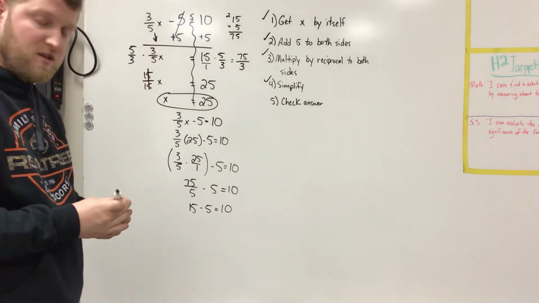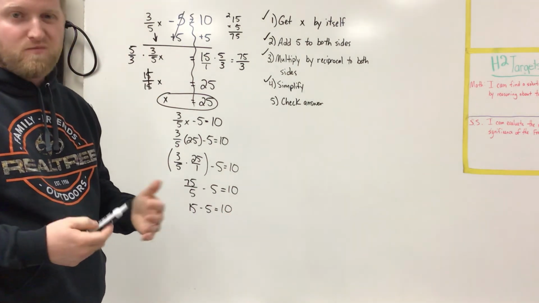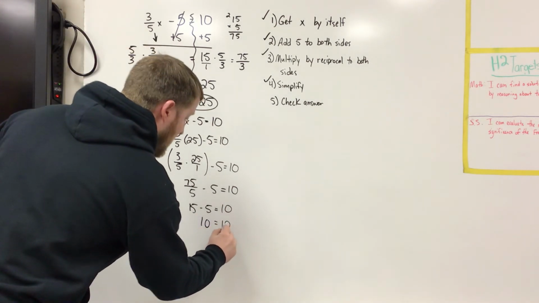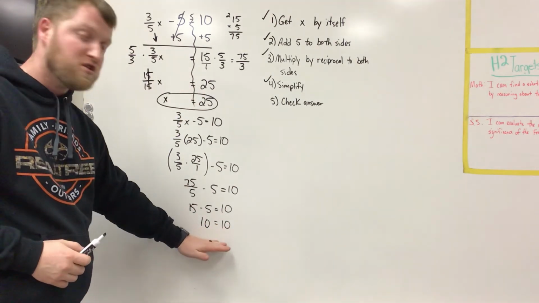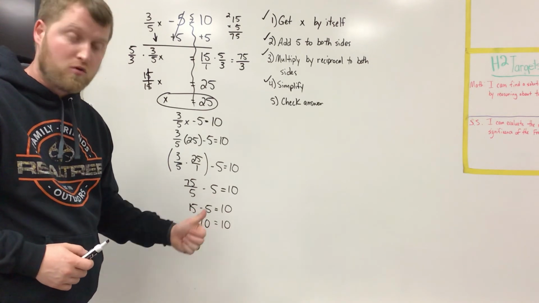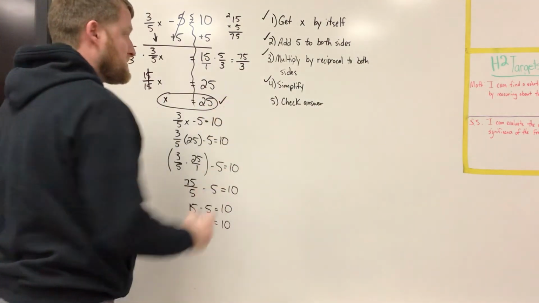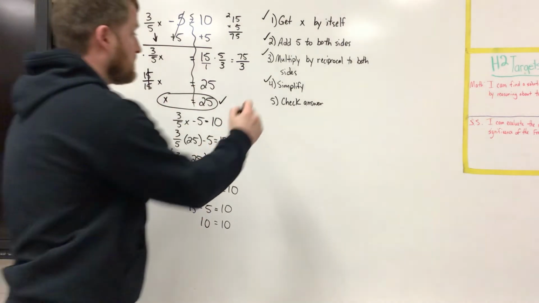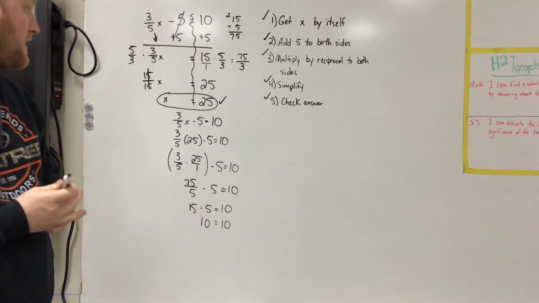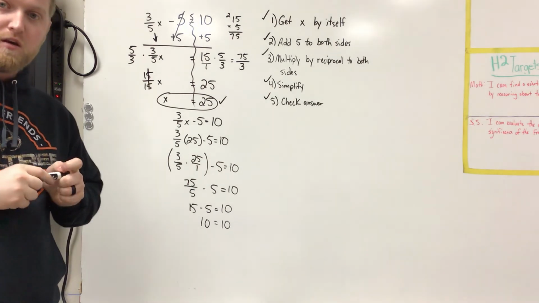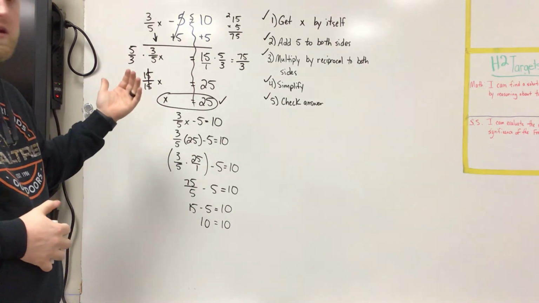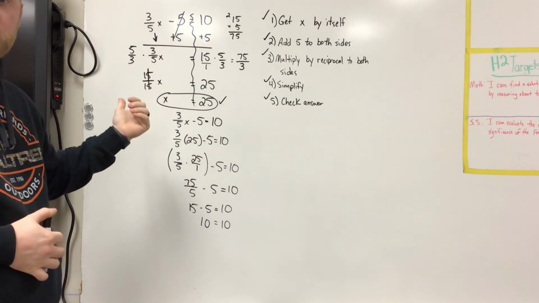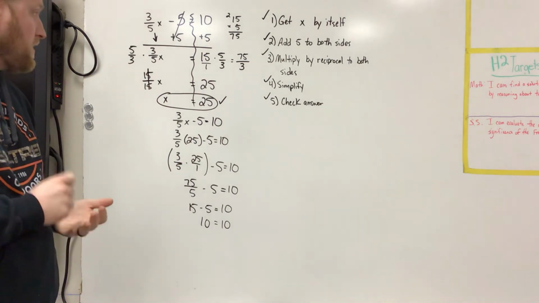Okay, and what is 15 minus 5? You know what that is, right? 15 minus 5 is 10. So 10 does in fact equal 10. So my equation is balanced. So I'm good. So I know that x is in fact 25. This is how you check your answer. All right, so here is an example of multiplying a variable by a fraction, or even solving a two-step equation with a fraction, okay?